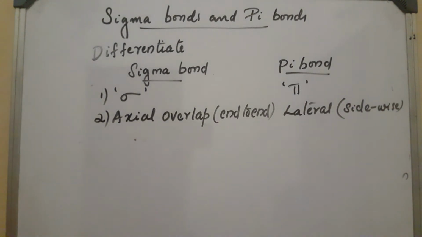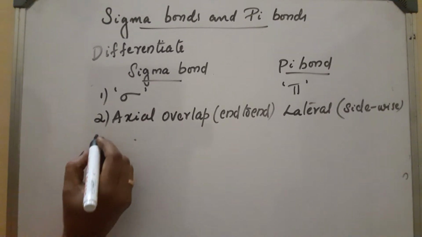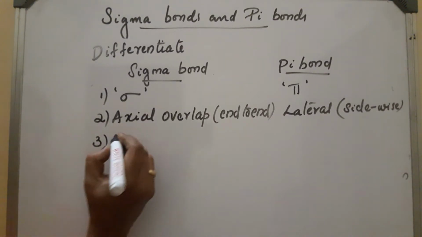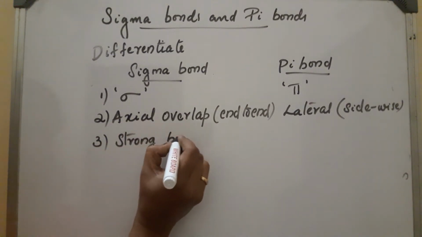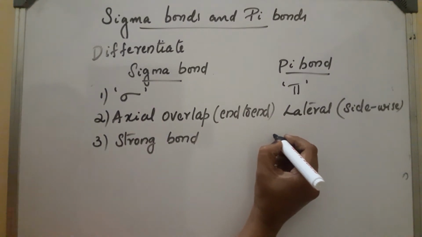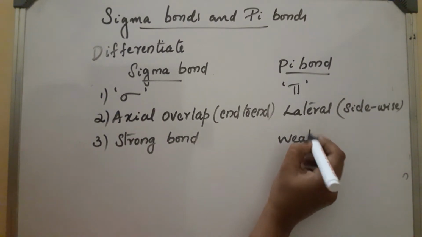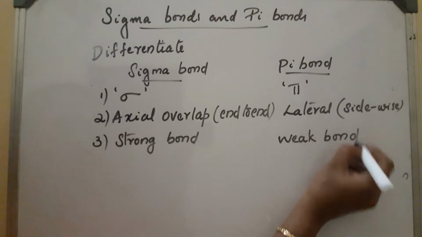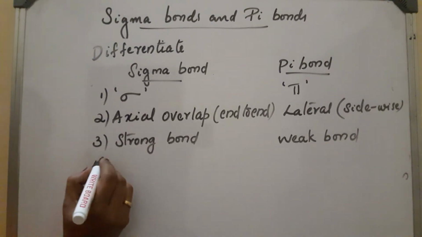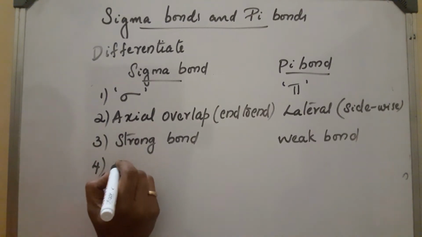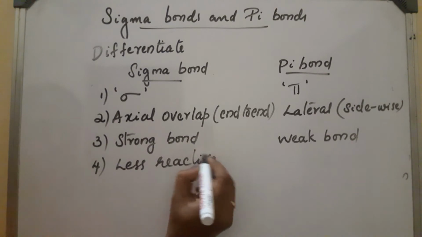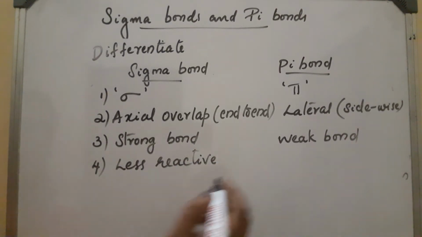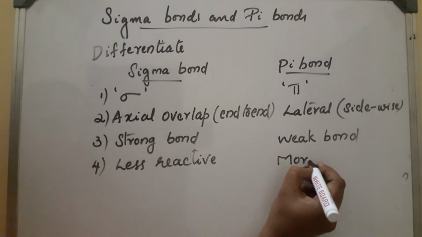Okay. Next, third point: since in the case of sigma bond, axial overlapping takes place, the bond is strong. Strong bond formation takes place. In the case of pi bond, weak bonds are formed. Okay. Next, fourth one: since the bond is strong, they are less reactive. And in the case of pi bond, they are more reactive.